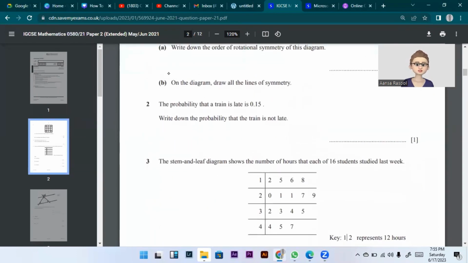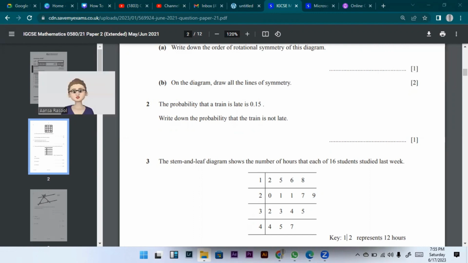The next question is: the probability that the train is late is 0.15. Write down the probability that the train is not late. So in this, you apply one formula, that is, the probability of any event is equal to 1 minus the probability of success, is equal to 1 minus the probability of failure. Failure means the train is late.